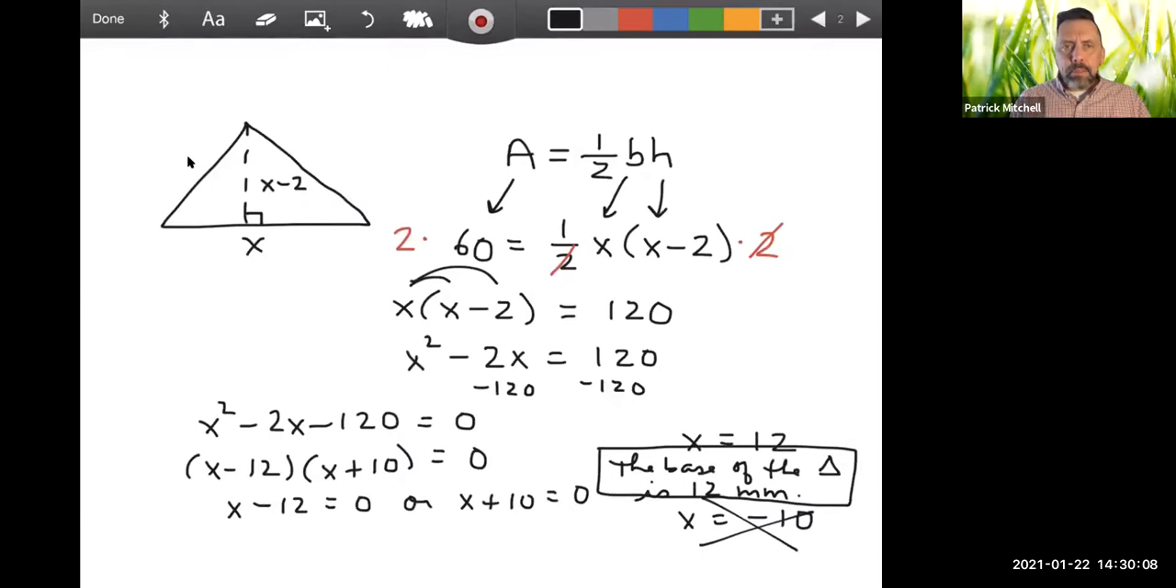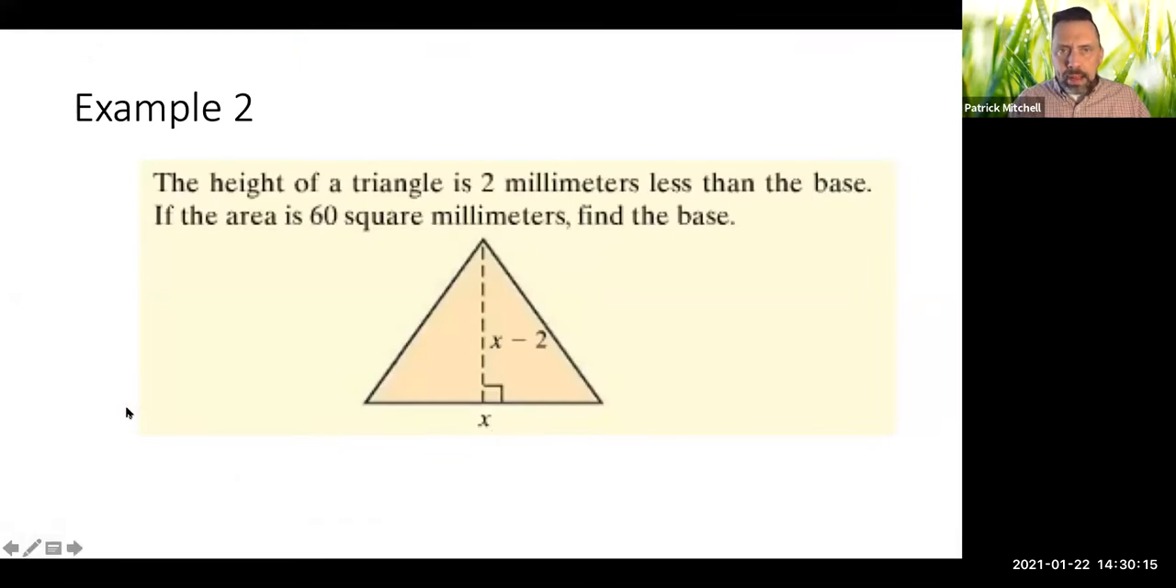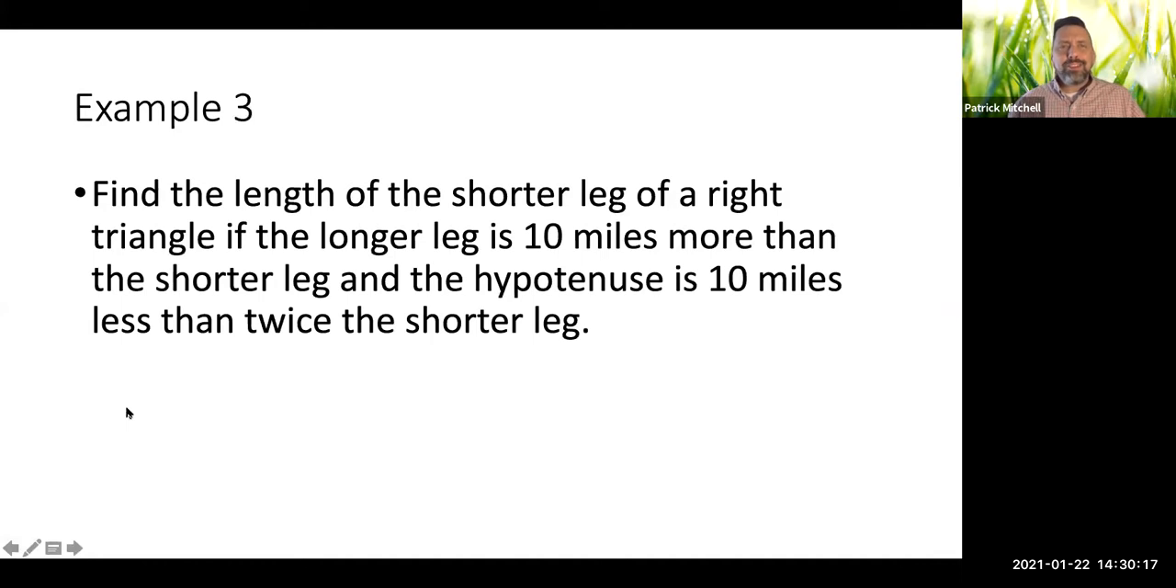All right, back to the presentation. I just have one more example. And every time I see this example, I think of a class I had many years ago. So this problem says to find the length of the shorter leg of a right triangle if the longer leg is 10 miles more than the shorter leg. So we're going from a little itty bitty triangle to a great big one. 10 miles more than the shorter leg, and the hypotenuse is 10 miles less than twice the shorter leg.